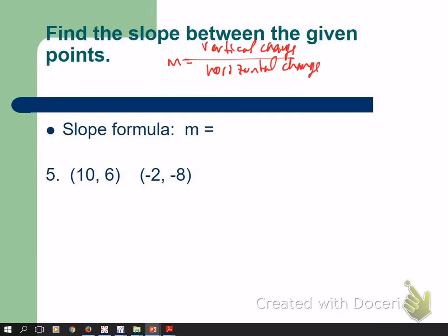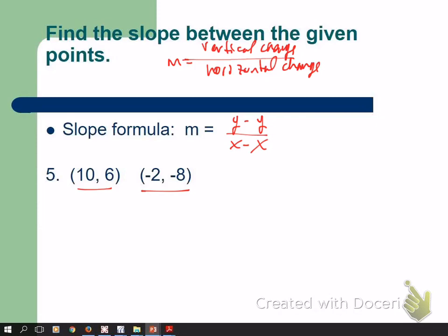Remember, vertical is in the y direction. So if I have 2 points, how would I figure out how the y values changed? Well, I'd want to find the difference in those y's. So I'd want to subtract the y's. The horizontal change, remember horizontal is in the x direction. So how would I find the x change? Well, I'd want to find the difference between the x values.